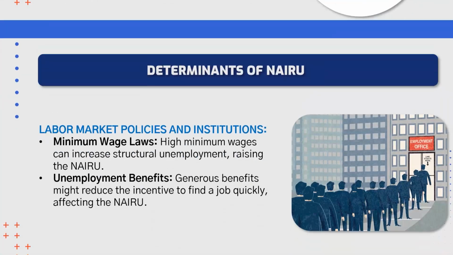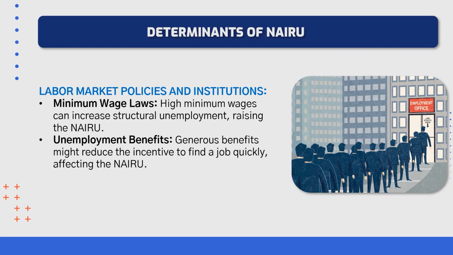So what does it mean? High minimum wages usually increase structural unemployment. As a result, the NAIRU is increasing. Generous benefits by the government may reduce the incentive to find a job, affecting the NAIRU. When unemployment is above NAIRU, inflation falls because there is less pressure on wages. When unemployment is below NAIRU, inflation rises because businesses compete for workers, pushing wages up.